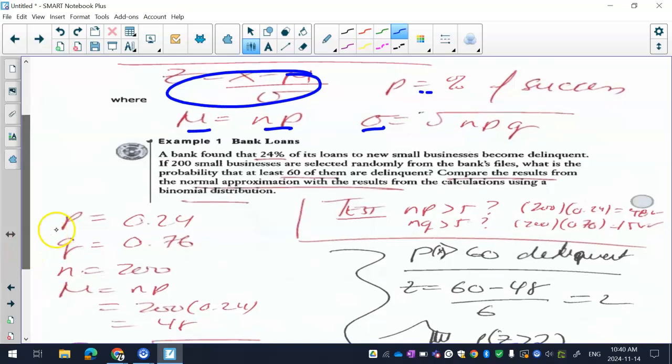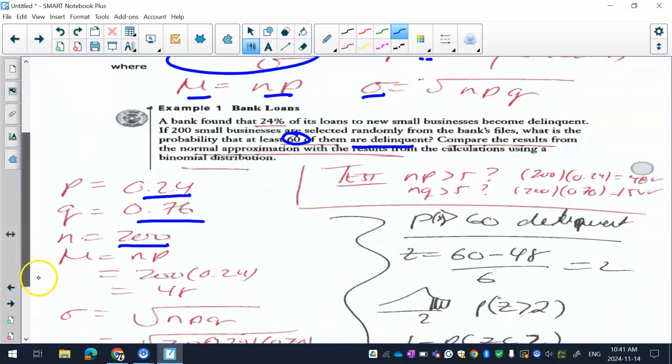It's kind of cool. So in this case, we have 24% of the loans going to be delinquent, so we're going to call delinquent a success. The rate of delinquency is 24%, 0.24, that's my P, and that would make Q 1 minus that, which is 76%. If I have 200 loans, which is my N, the question is, what's the probability that at least 60 of them are delinquent? So let's say the bank gets in trouble if 60 of the 200 are delinquent. Delinquent means that they're behind in their payments.